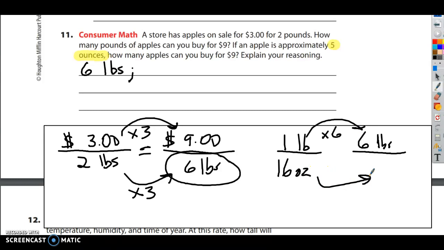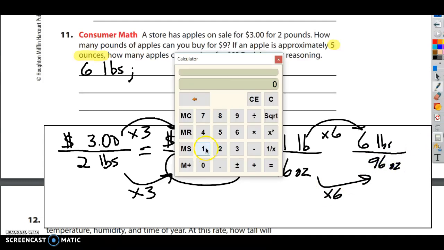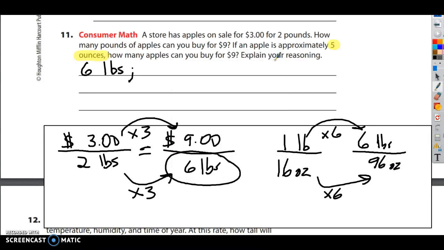So what's 16 times 6? Well, you can use your multiplication chart. 16 times 6 is 96. And I am not so good at my 16, so I'm going to check that. 16 times 6 is 96. So we get 96 ounces. Now that's not our answer because it doesn't say how many ounces is 6 pounds. It says how many apples can you get. So we have one more problem to do.